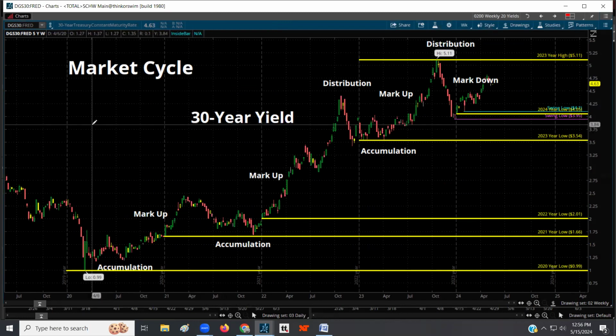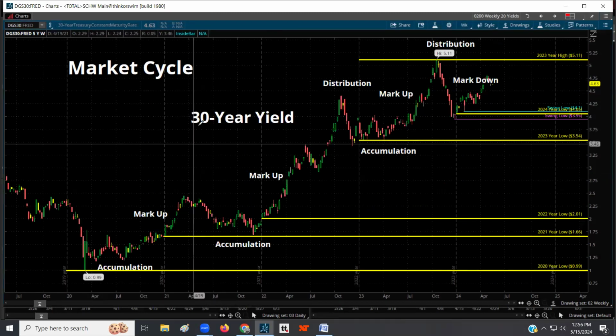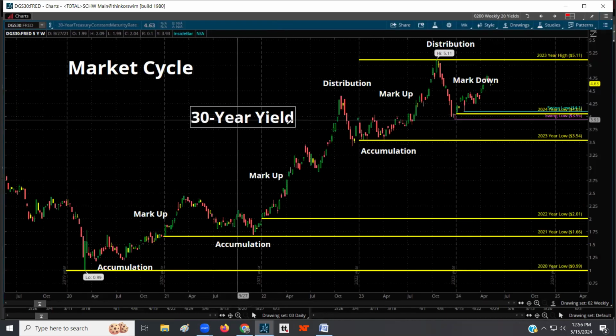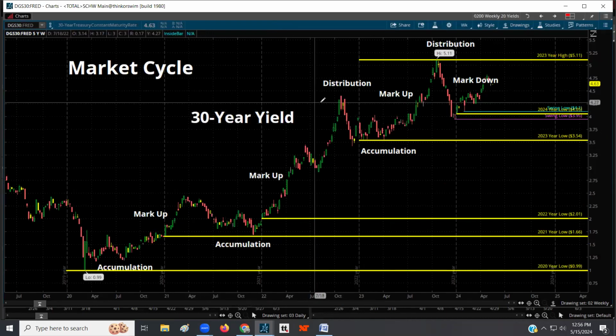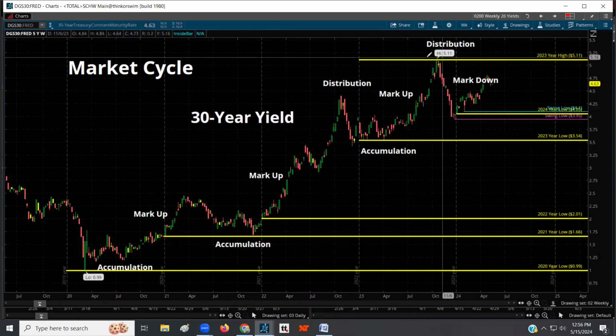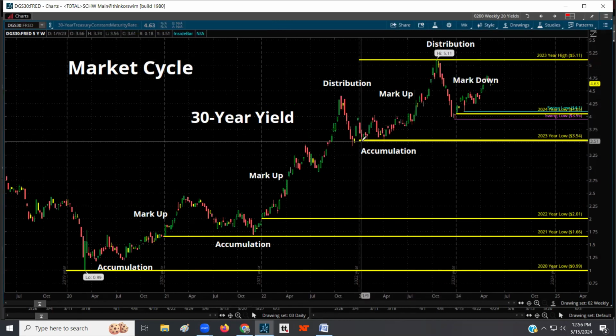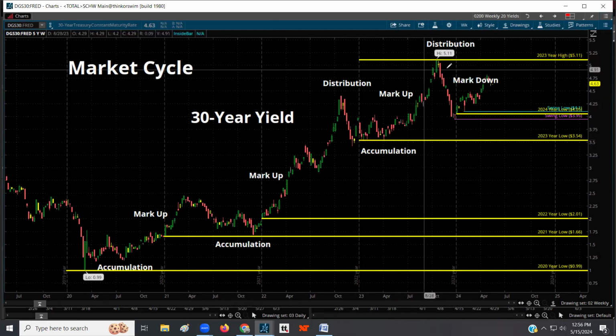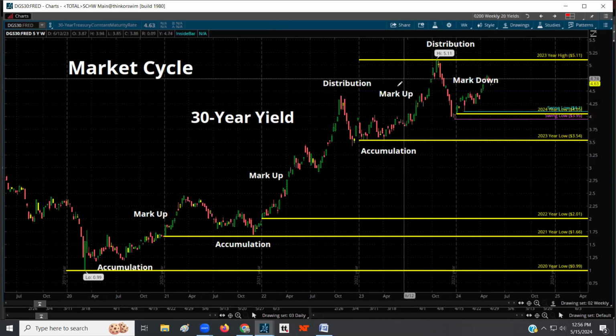So we're looking here at a 5-year chart on the 30-year yield. Each candle's a week. And look at the market cycle. 2023 high right here. We're below that. 2023, we're above that. So we're inside the range of last year for the 30-year yield.